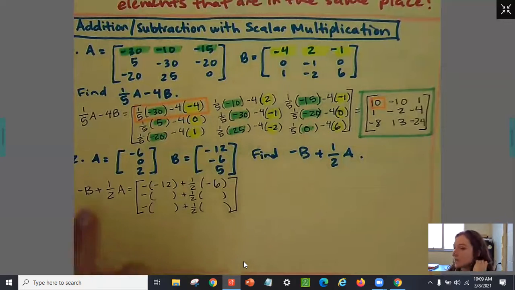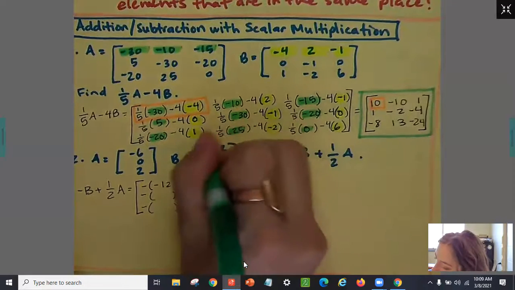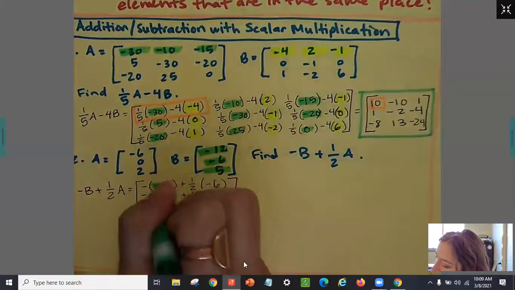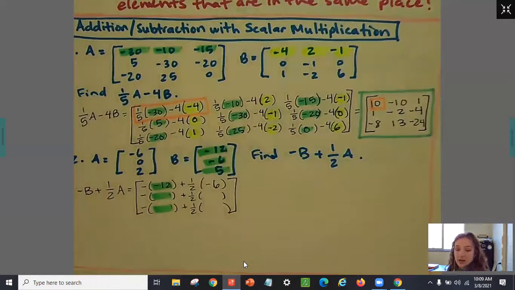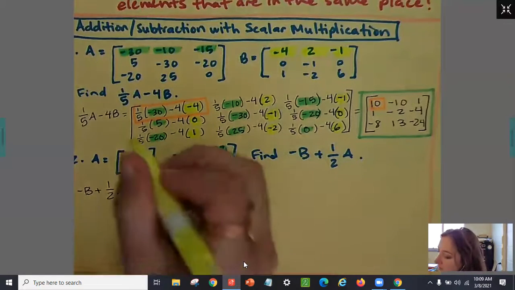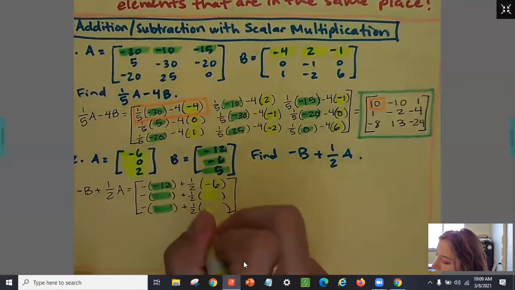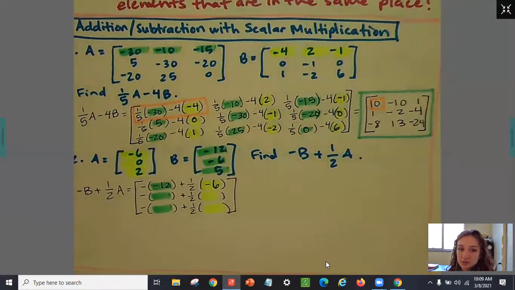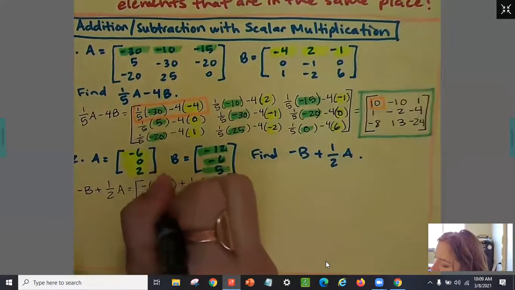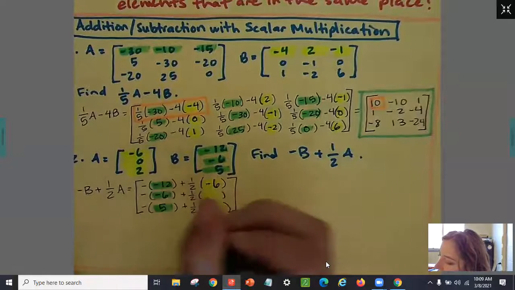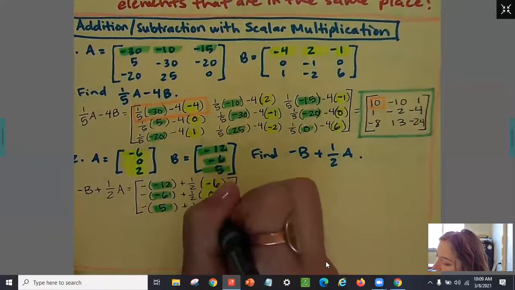So remember that it was negative b first, so it should be negative 12, negative 6, 5. And then we're going to have our a, which is negative 6, 0, 2, right there. Okay, so it's going to be negative 12, negative 6, 5, and then 0, 2, there.